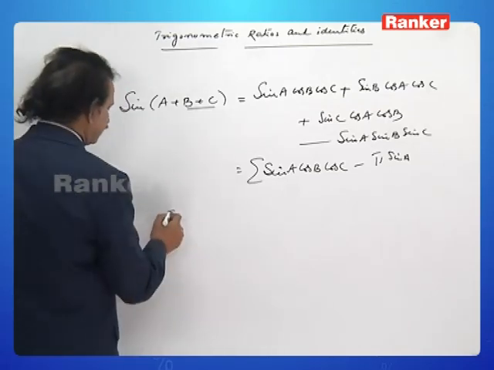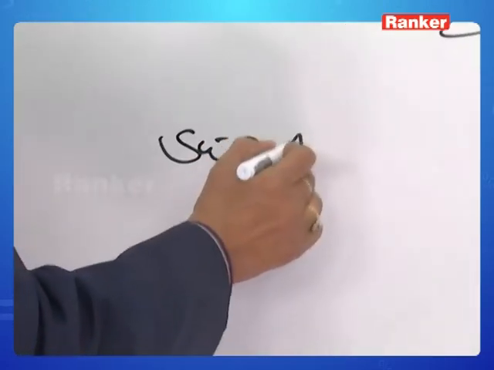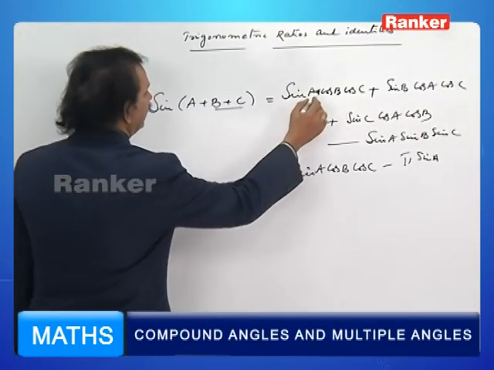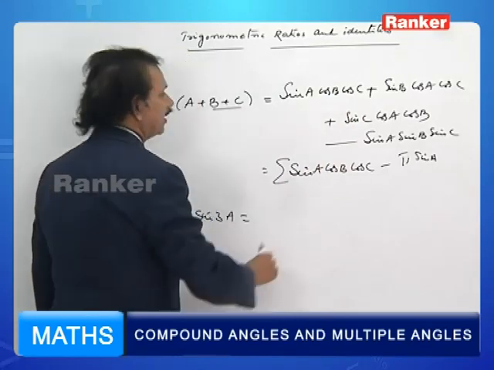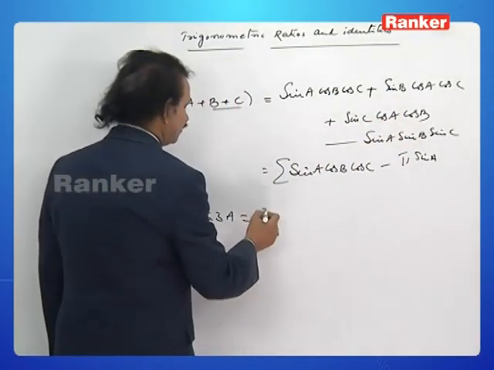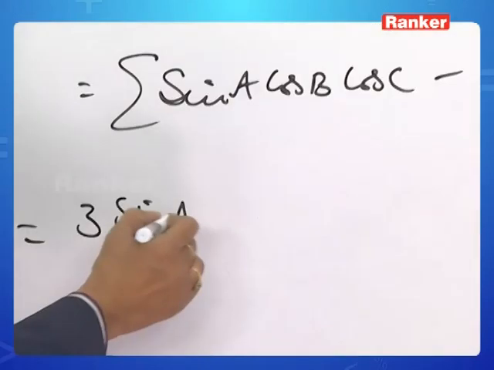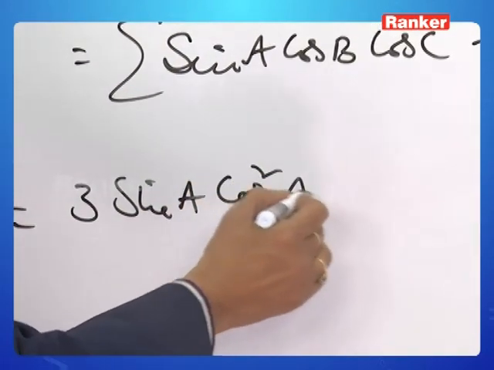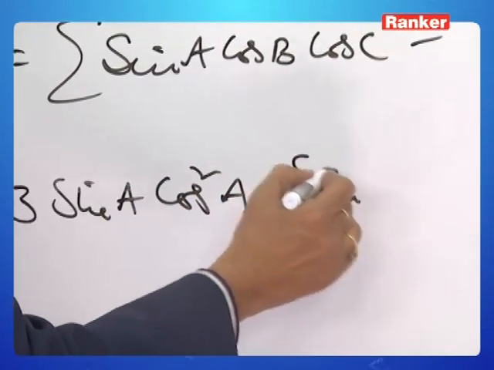Sin of a plus a plus a, sin 3a is equal to sin a cos a cos a, sin a cos square a, sin a cos square a, sin a cos square a. So it is 3 sin a cos square a minus sin cube a.